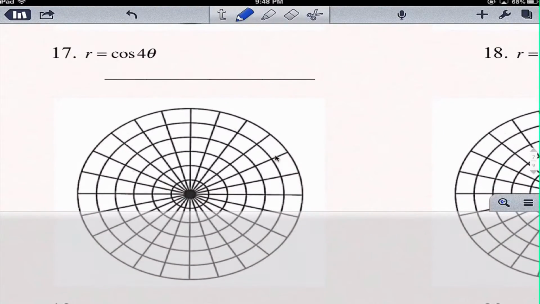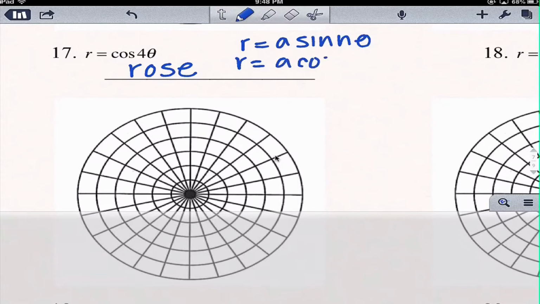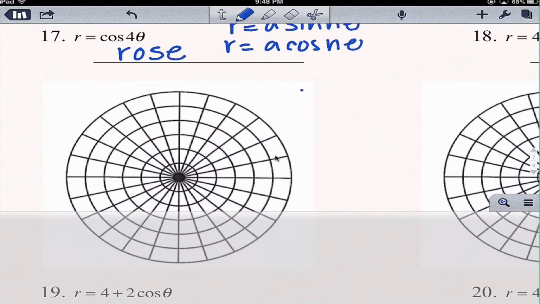Okay, 17. Looking at that, we would say that is a rose. Remember, our rose forms were r equals a sine n theta, and r equals a cosine n theta. So some things for us to know: n equals 4, so we have 8 petals. Remember, if n is even, I'm doubling it. If n is odd, then I'm leaving it exactly the same.